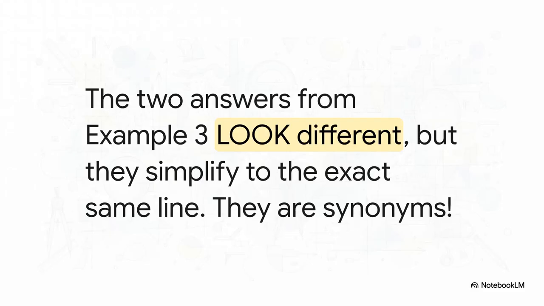And that brings us to the second trap, which we saw in that last example. Don't panic if your answer looks different from your friends or from the answer key. As long as you use the right slope and a valid point, your answer is correct. Think of them as synonyms. They look different, but they describe the exact same line.